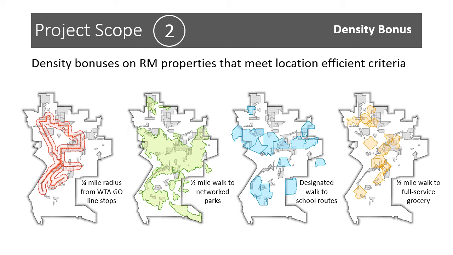Properties that are within a quarter mile of a bus stop on a high-frequency Whatcom Transportation Authority route and meet at least one additional criteria may be eligible for a density bonus. Additional criteria could include a half-mile walk distance to parks, within designated walk routes to elementary schools, or within a half-mile walk to full-service grocery stores.